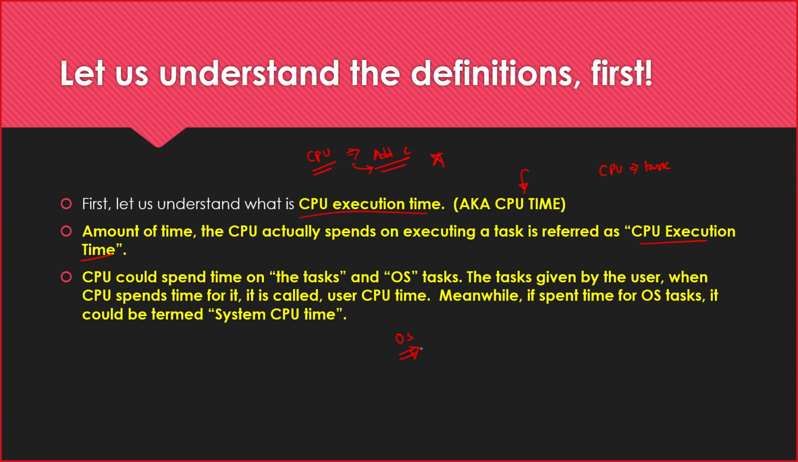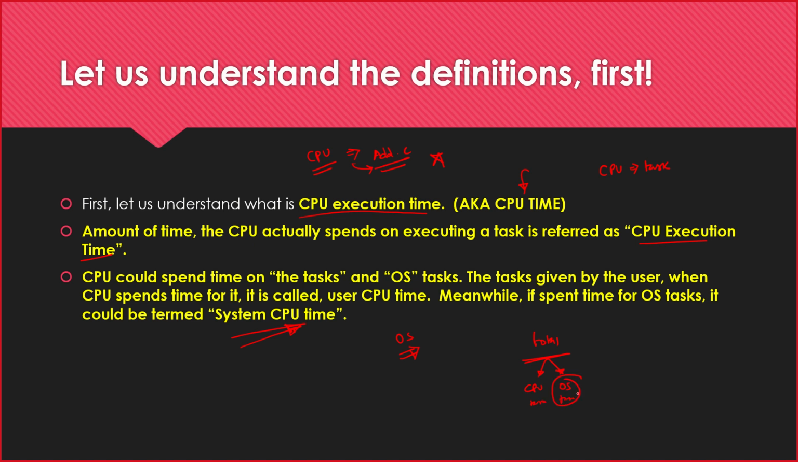And you should understand one point: the time that is spent for the OS-related tasks is called the system CPU time. The time that you are spending for your task can be called the CPU execution time, but whenever you talk about the total time, it is always connected to the CPU execution time for the task and the OS tasks.